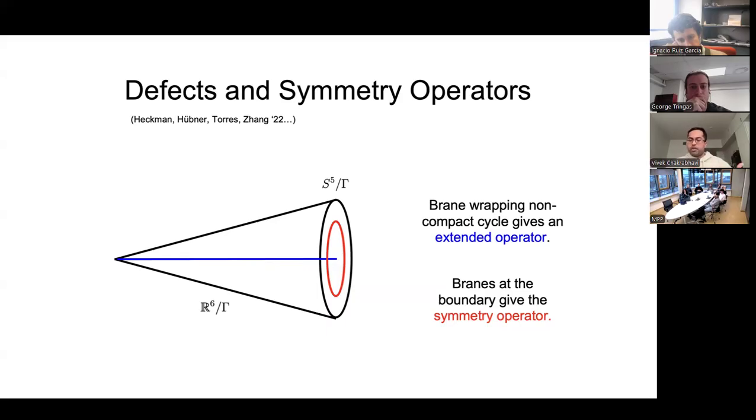And I can restore a notion of linking on the boundary space by wrapping branes on cycles on the boundary space. So once again, there's always 2 things to talk about. There's the defect or extended operator, and then there's the symmetry operator. But for the rest of this talk, I'll really only focus on the defects of the theory.